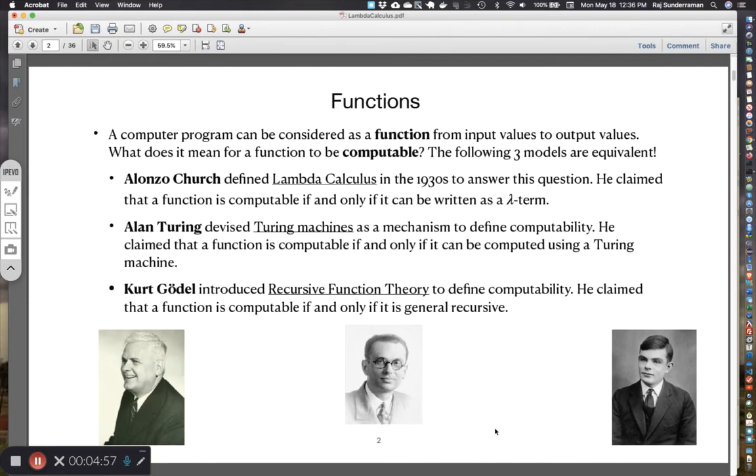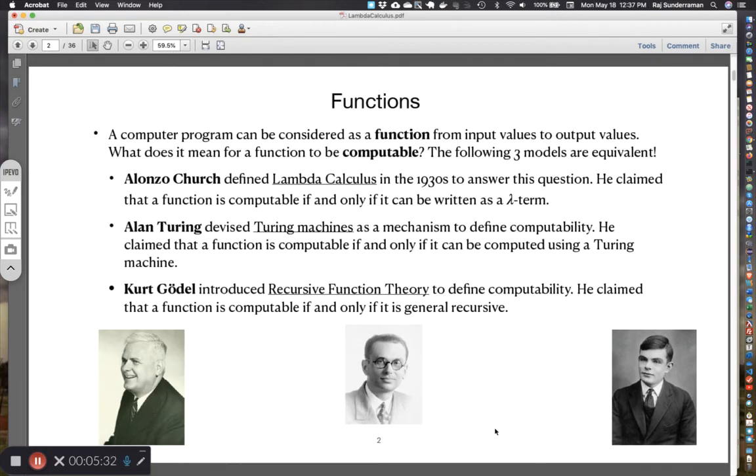Okay, Alonzo Church, who's shown on the left here. He was a professor at Princeton, I believe. And he came up with a solution called Lambda Calculus, or an answer to the question what is computable. He claimed, rather than proved, that a function is computable if and only if it can be written as a lambda term in his calculus. Okay, lambda calculus. And this is the topic we are going to study in the next set of videos here.